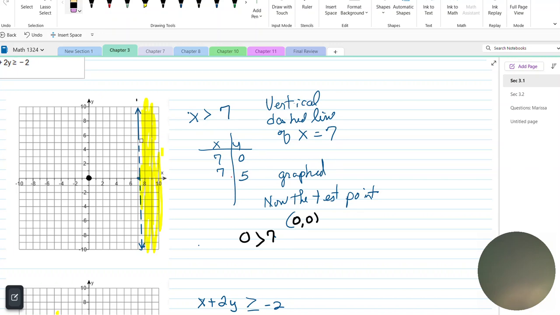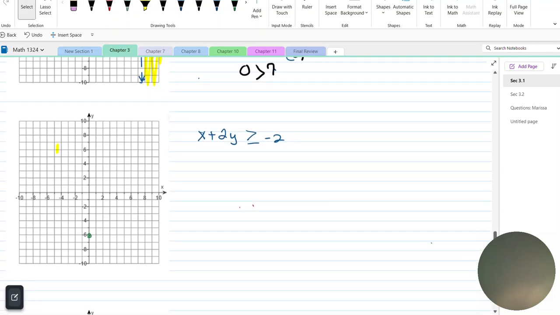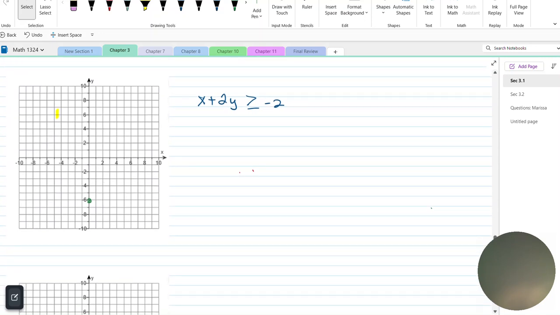Of course, I would have to go back and make sure I have a dashed line. Sorry about that. But I do want to tell you everything correctly. All right. So here we go to our next one. And on this guy here, we're stating x plus 2y is greater than or equal to -2. So we have a solid line. And we're going to use our x and y intercepts. X is 0, y is -1.